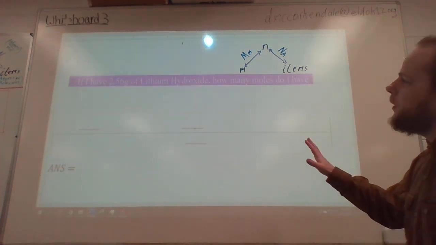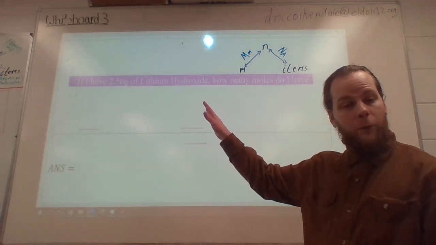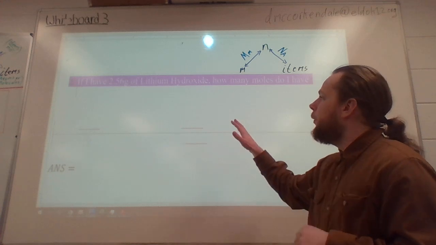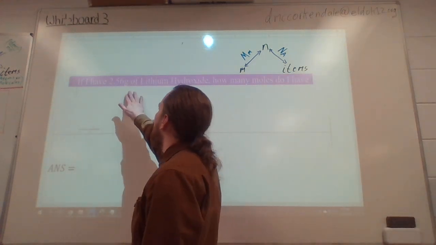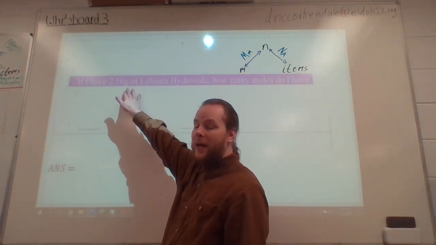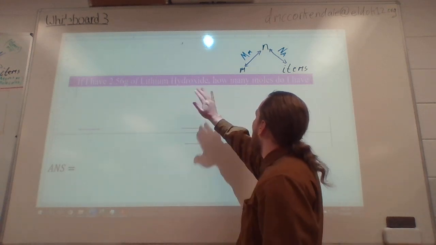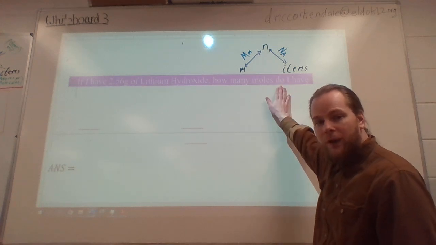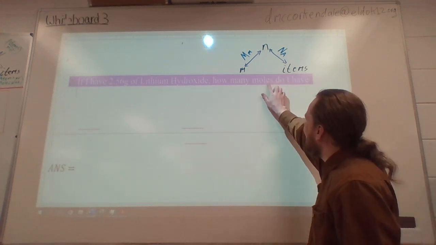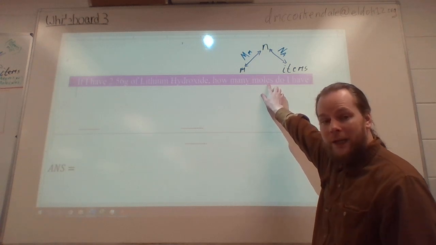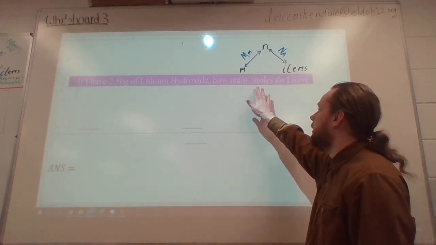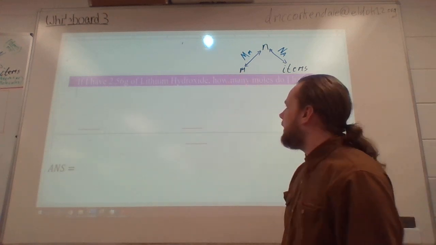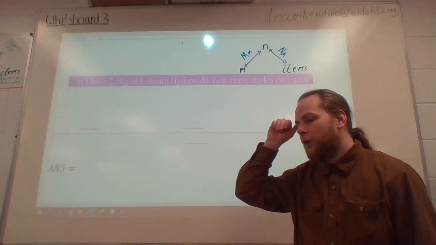So this is problem number 2, again off of worksheet 4.1. I'm going to read this because I know it's a little blurry. This one is, if I have 2.56 g, or grams, of lithium hydroxide, how many moles do I have? And here you'll see moles is this time written with the E in it rather than just mols, as I said you would occasionally see. So if I have 2.56 grams of lithium hydroxide, how many moles do I have?